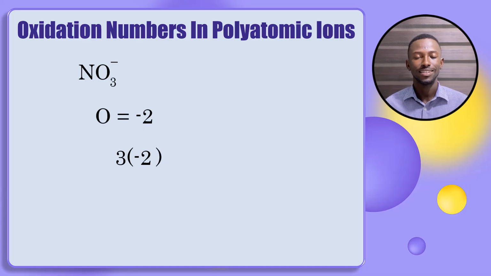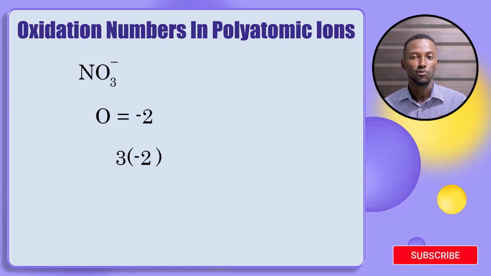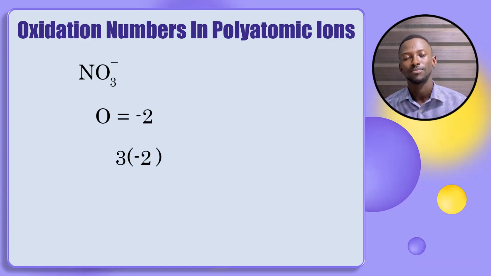So 3 will have 3 times -2. The 3 that I've used to multiply the -2 means there are 3 oxygen atoms in NO3. Now we are looking for the oxidation number of nitrogen, the unknown. So we represent that with an alphabet that is X. So now we have 3 times -2 plus X. The next thing that will help us to find the oxidation number of nitrogen is to check the oxidation number of the entire polyatomic ion. And the oxidation number of this entire ion, that is NO3, is -1.